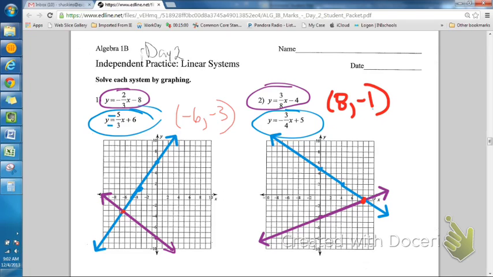So remember, your solution is a coordinate or an ordered pair. So when it asks for the solution, you will need to write your solution as an ordered pair. Okay, I think you could probably take it from here.